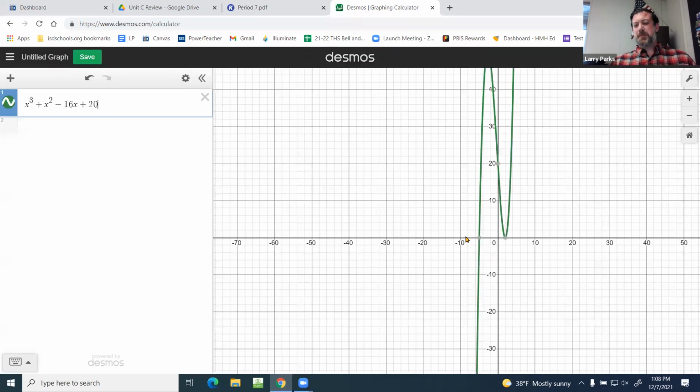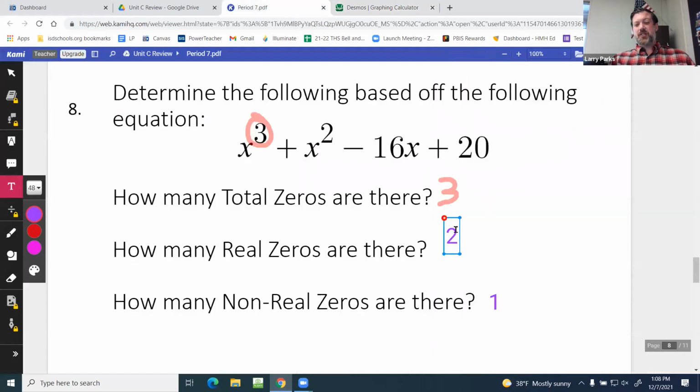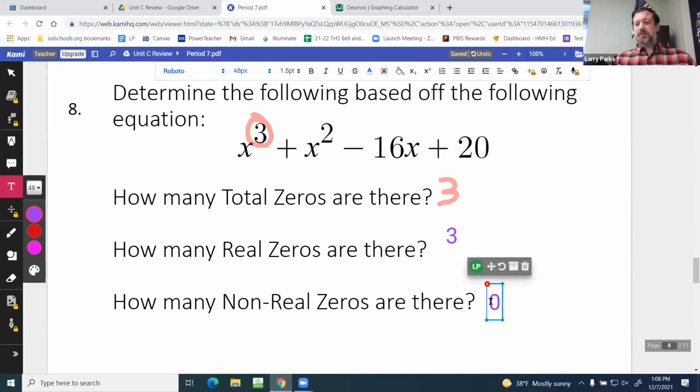And the reason why is because you have one solution here, and then this is what we call a bounce. So it doesn't go through, it just touches it. And we count those as twice. So we got 2 solutions here, 1 solution here, 2 plus 1 is 3. So what this should say is all of them are real, none of them are non-real.